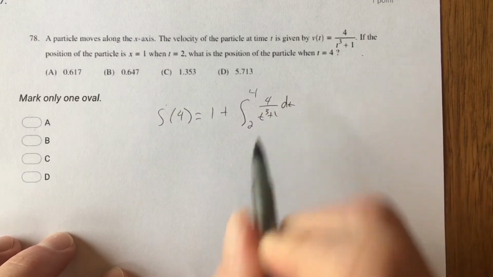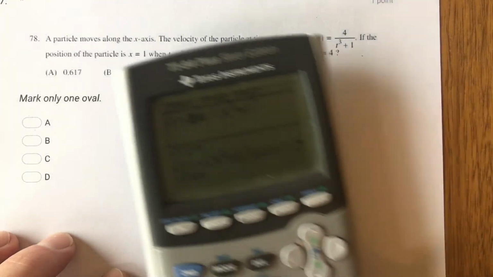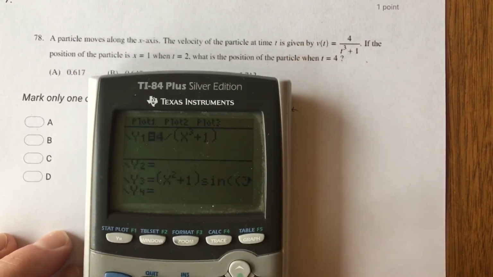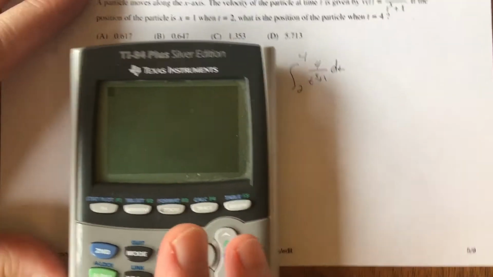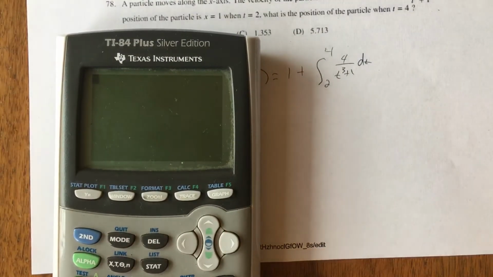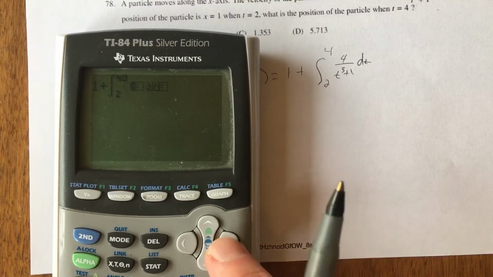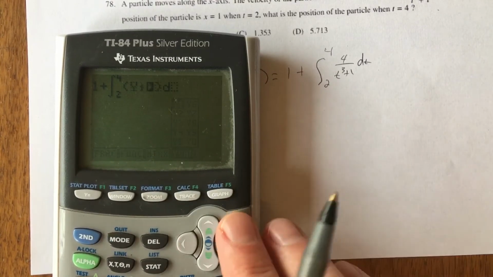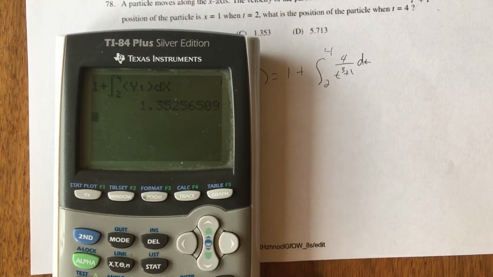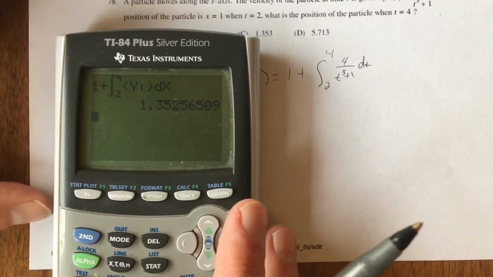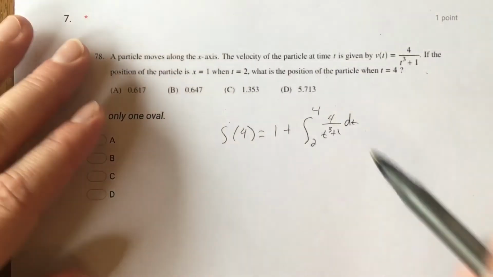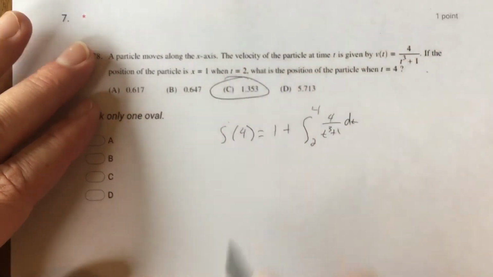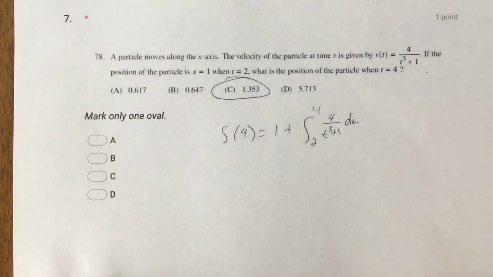Okay, and this is a calculator section, so we take our calculator, and I've gone ahead and plugged that in for y1. So I'm going to go ahead and just go 1 plus math 9, 2 to 4, alpha trace y1, dx, enter, and I get 1.353, which was option C. So not too bad there.